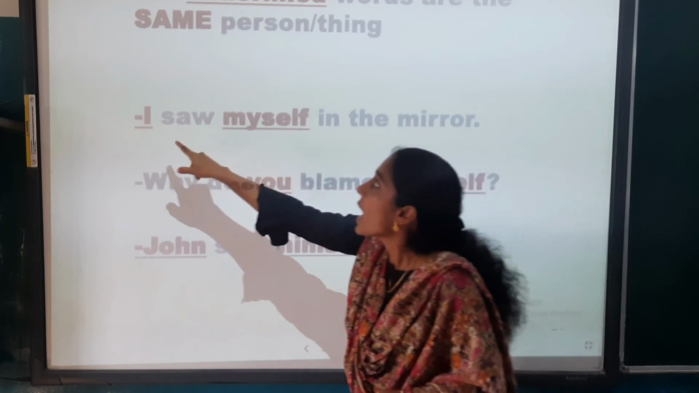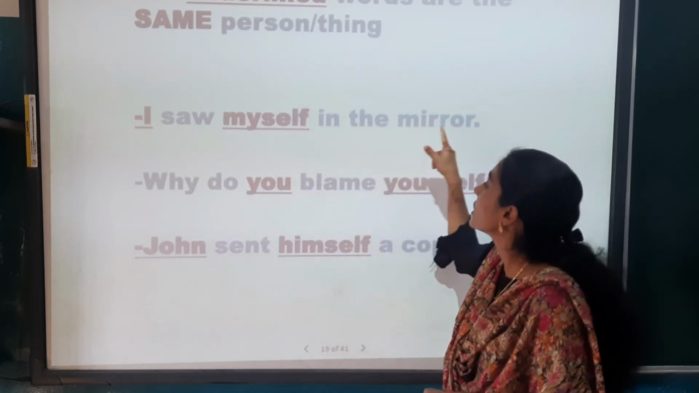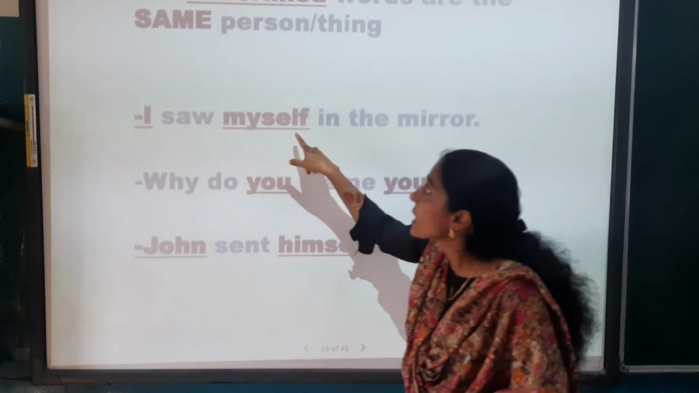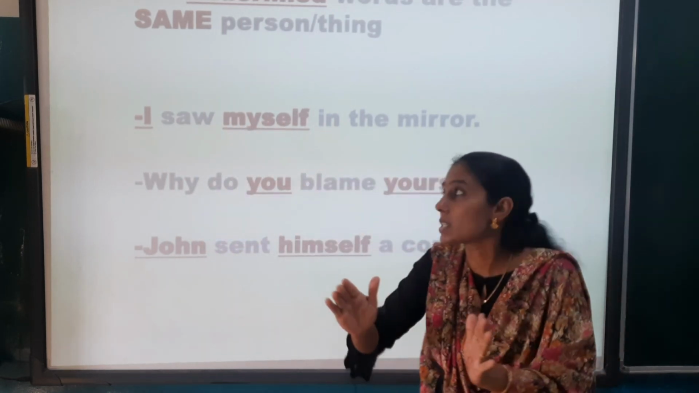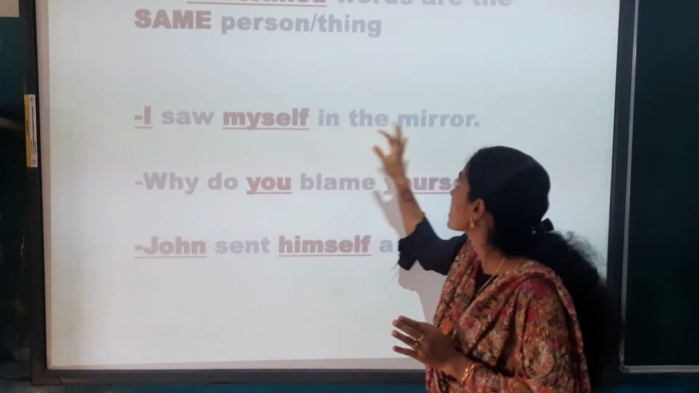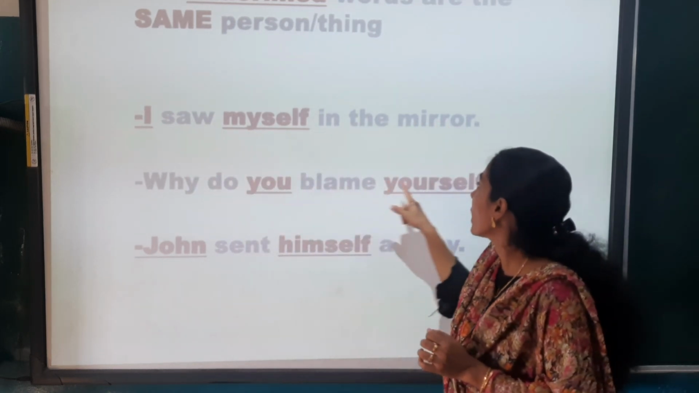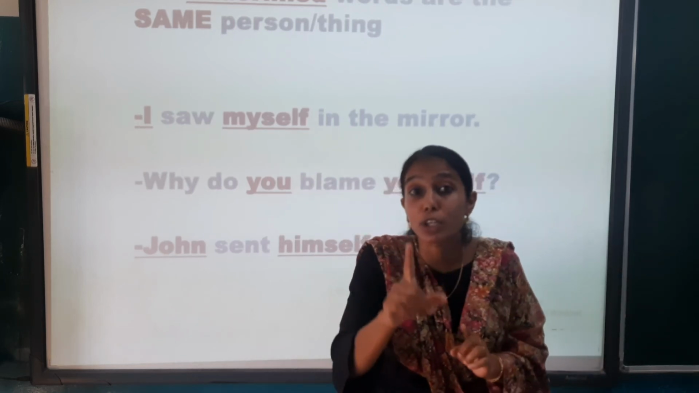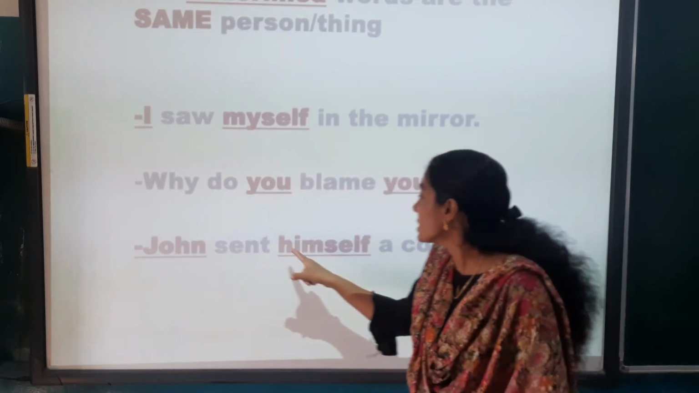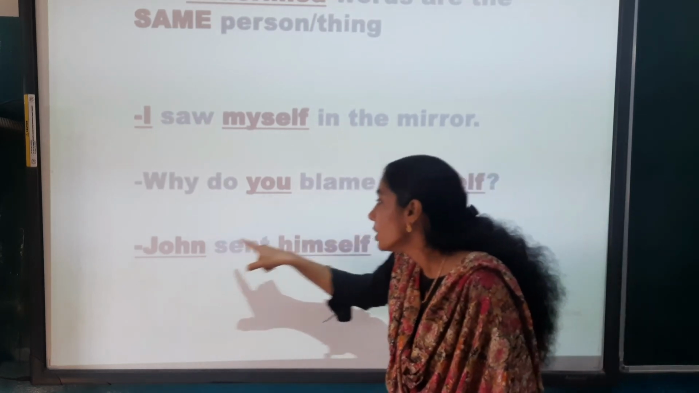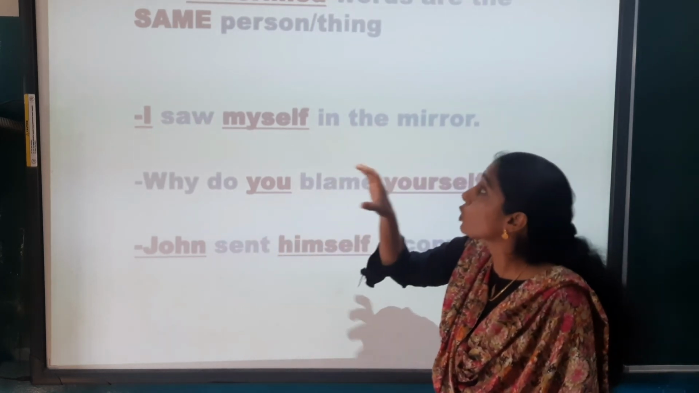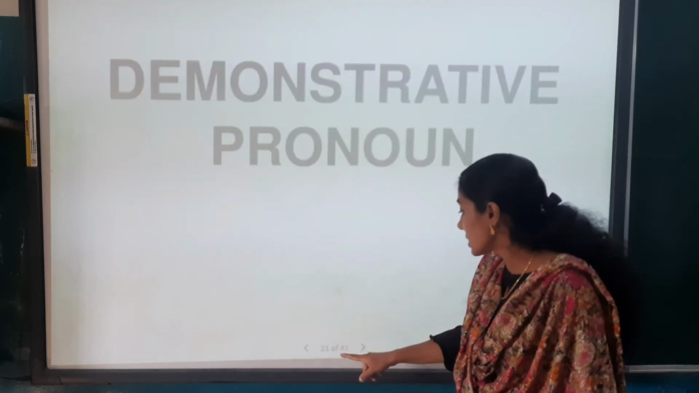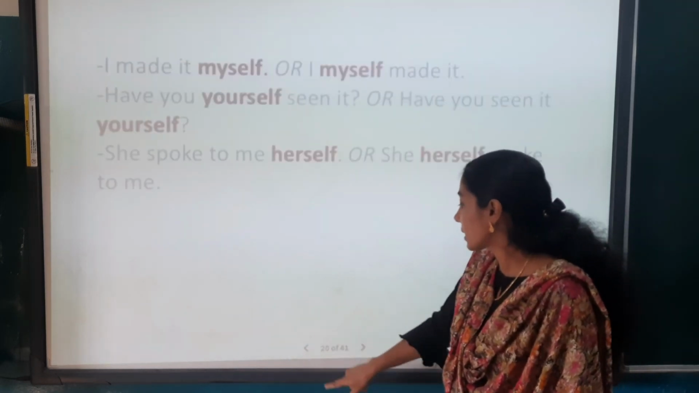Now see, I saw myself in the mirror. So the underlined word I and myself, you are talking about the same person. I saw myself in the mirror. Why do you blame yourself? You and yourself, you are talking about one particular person. John sent himself a copy. John and himself. So we are talking about the same person, उसी इंसान के बारे में हम बात कर रहे हैं.